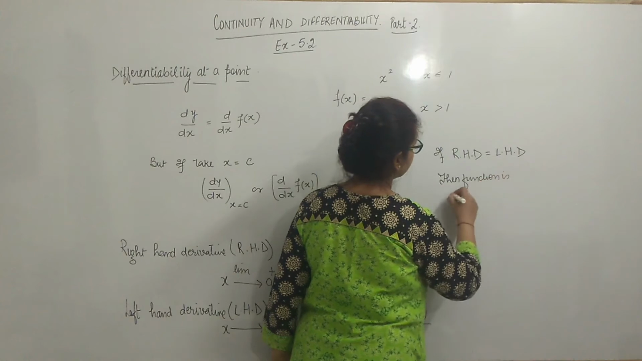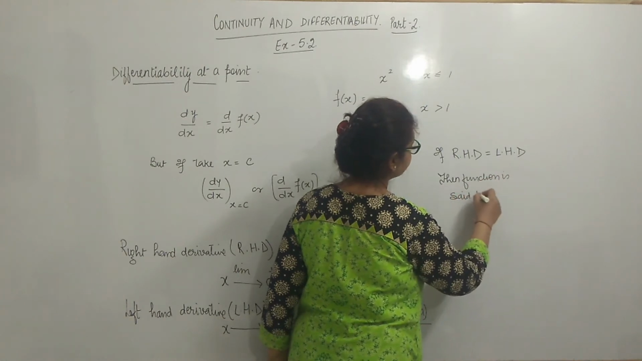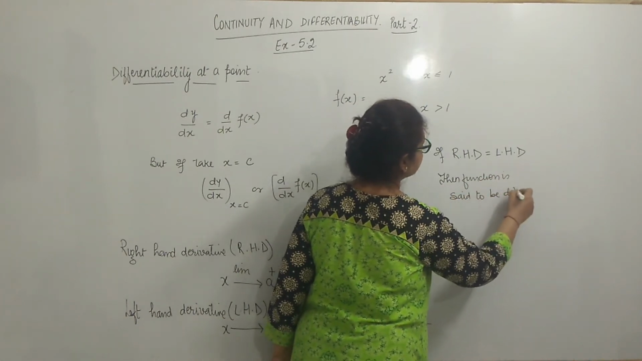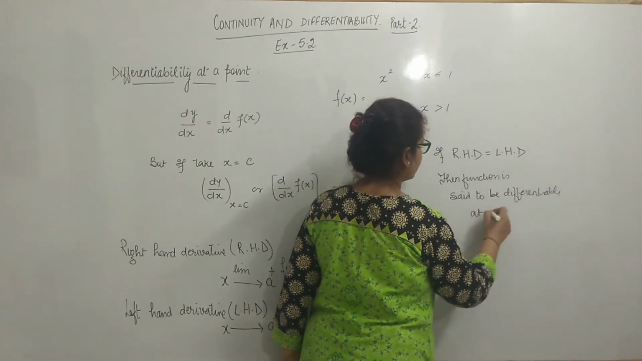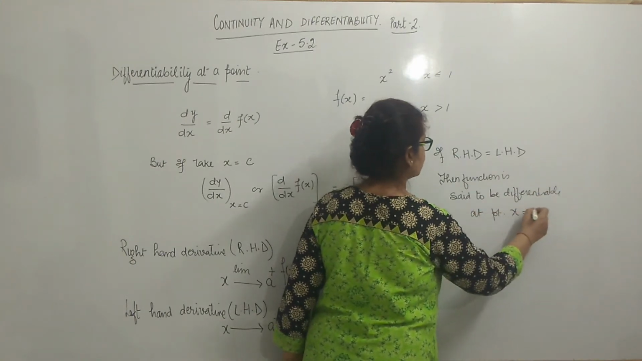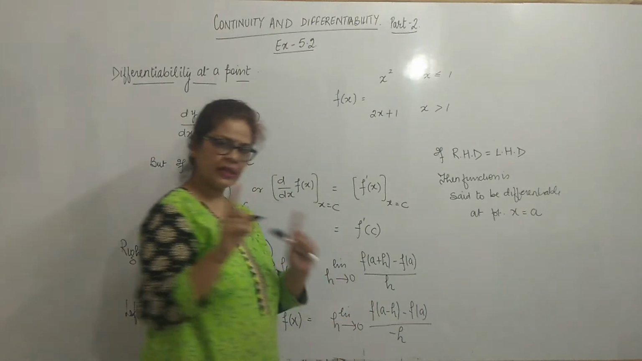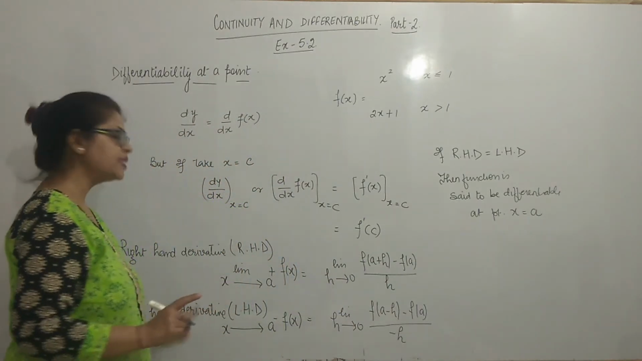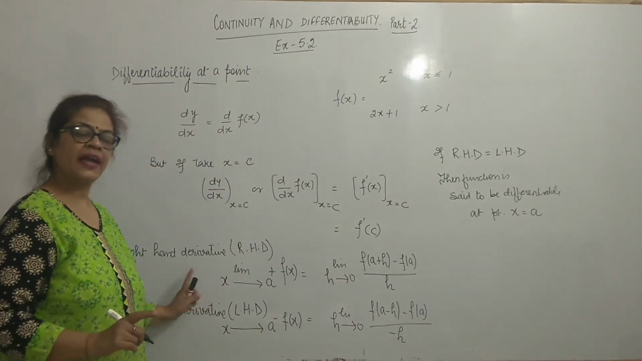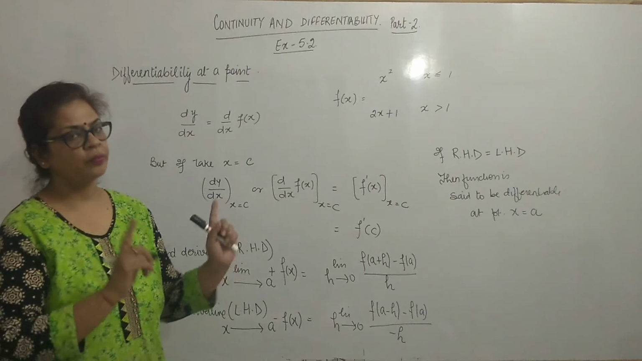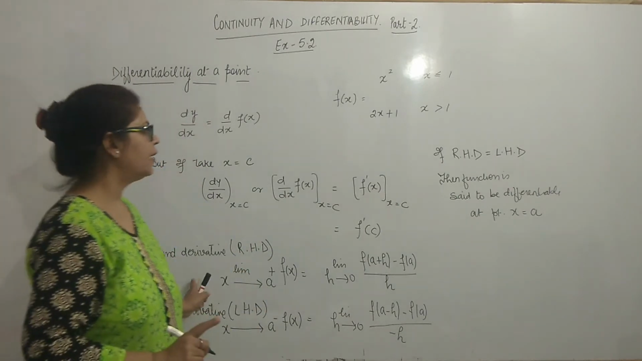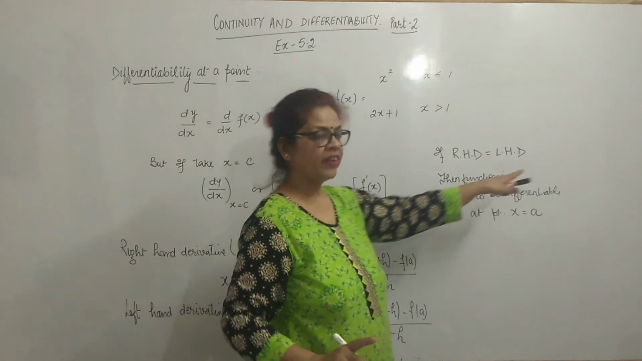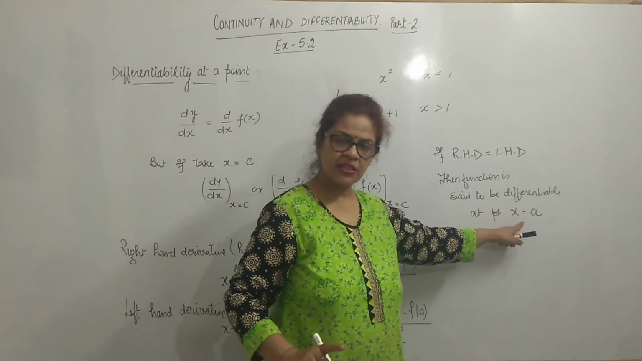the function is said to be differentiable at point x is equal to a. The first condition is that both the limits exist, and after existing we will check whether both are equal or not. If both are equal, then we say that the function is differentiable at point x is equal to a.